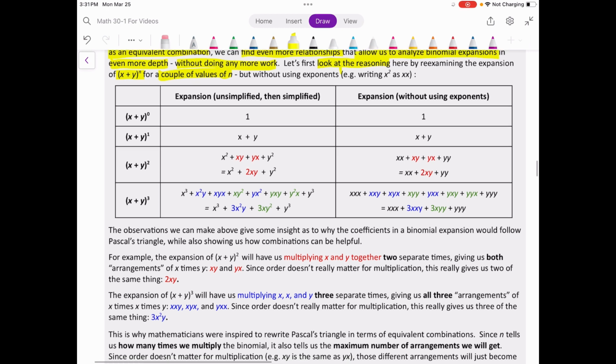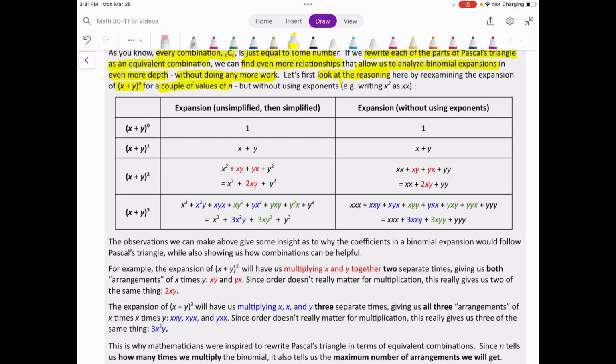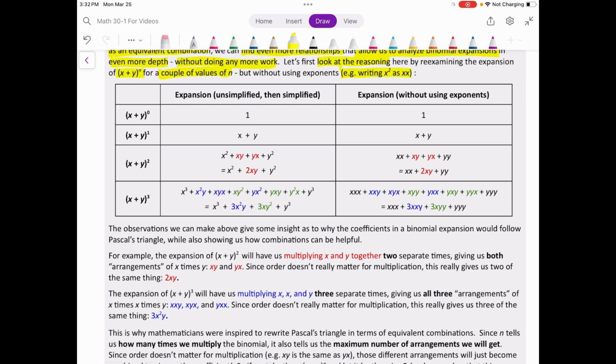Okay, but to make it really pop, for a couple of these, instead of using exponents, we'll actually just write out the multiplication. So instead of x squared, we'll write it as xx, okay? Because that'll hopefully highlight why we're going to be inspired to use combinations here, okay?